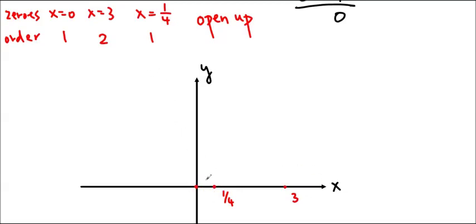So that's why we want to make it look like that. We're opening upwards, so it opens like this, and we're going order 1, order 1, order 2. So I will just try to do my best to make a nice symmetrical graph and get a parabola.